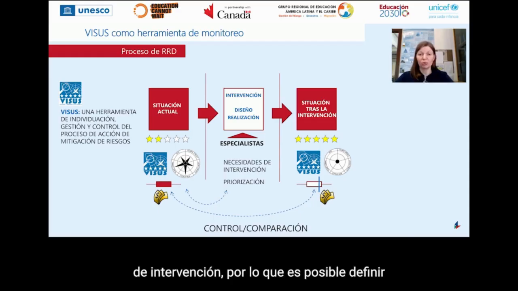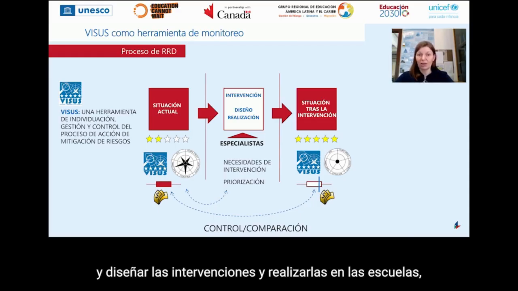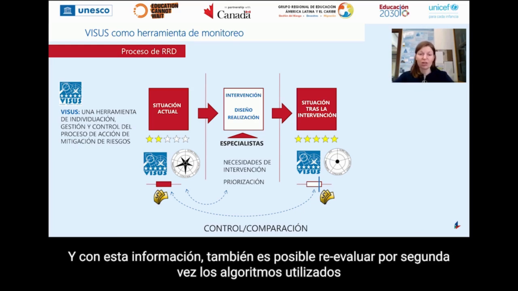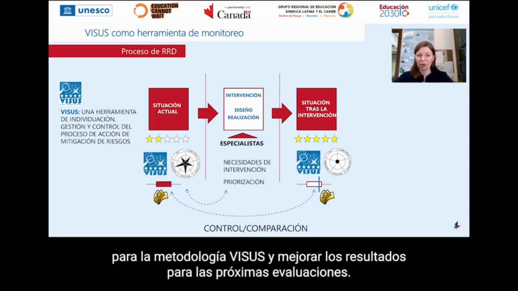So it is possible to define and design the interventions and realize them on the schools, and this should be done by specialists that define in detail the intervention needs and the prioritization. And with this information it is possible also to re-evaluate at a second time the algorithms used for the VISUS methodology and improve the outcomes for next evaluations.